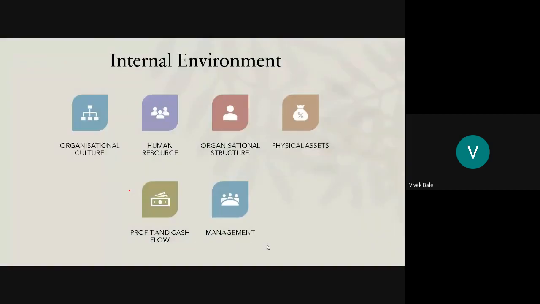The internal environment consists of the organization culture, human resources, organizational structure, physical assets, the profit and cash flow, as well as the management. This internal environment plays an important role while formulating policies because of the culture your organization has.